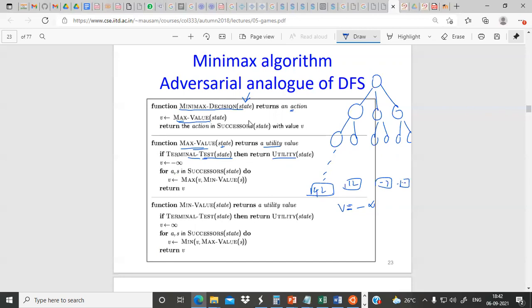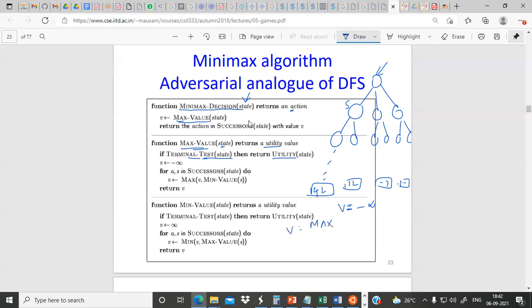Then, for a comma s in successors of state: you are passing some state to this algorithm, let us assume it is the root state. Then it says, for a comma s in successors of state do, that is, for all successors you do this operation. Let us assume the first successor is this one. For the first successor, we are supposed to calculate v equal to max of v comma min value of s.